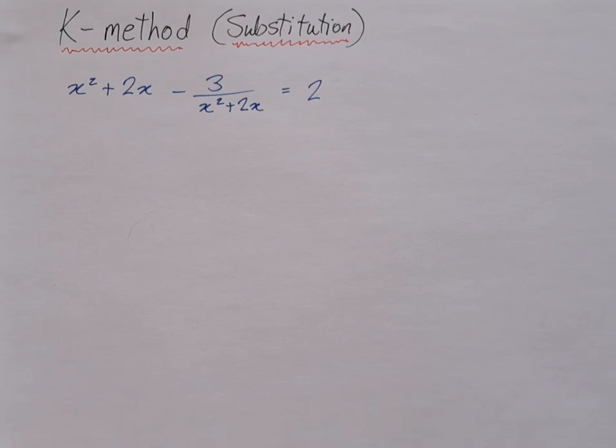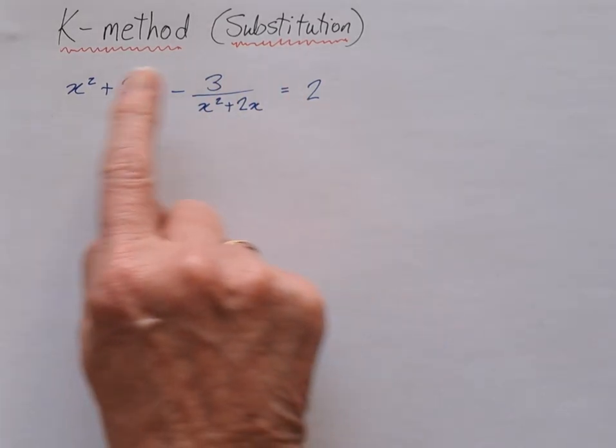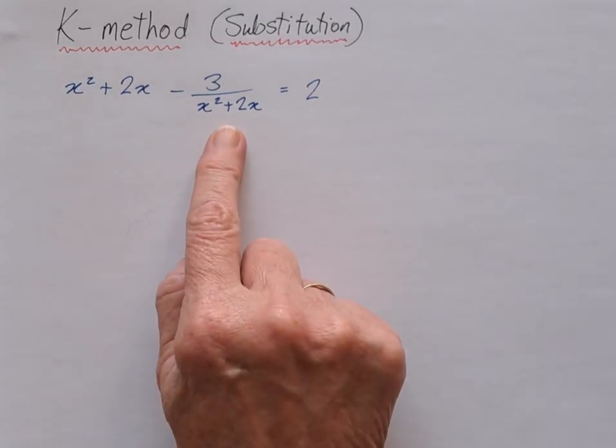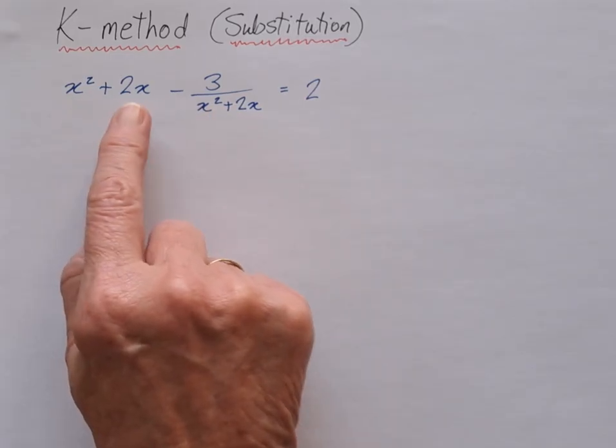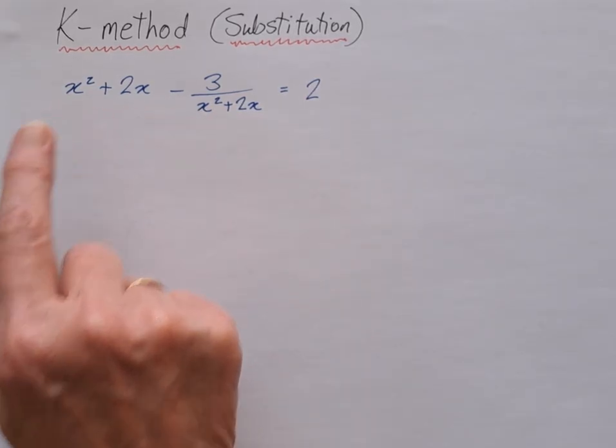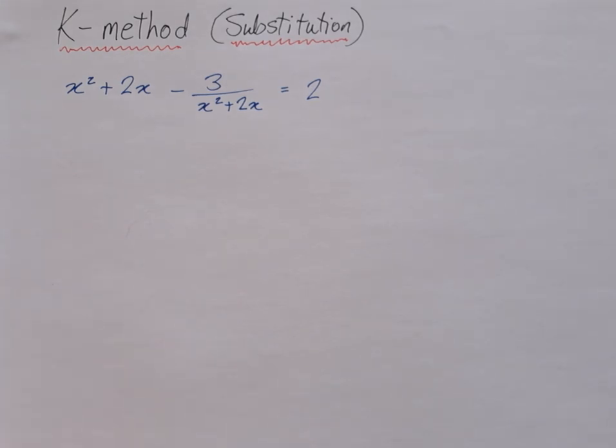Let's have a look now at another method of doing quadratic equations called the K method, where we're going to use substitution. So the big question is, when do we use the K method? Well, if we think about what we've already learned from quadratic equations that have a denominator, if we were to multiply each term by this denominator, we do end up here with an x to the power of 4, and that's going to be very awkward. So that's the one way of spotting it.